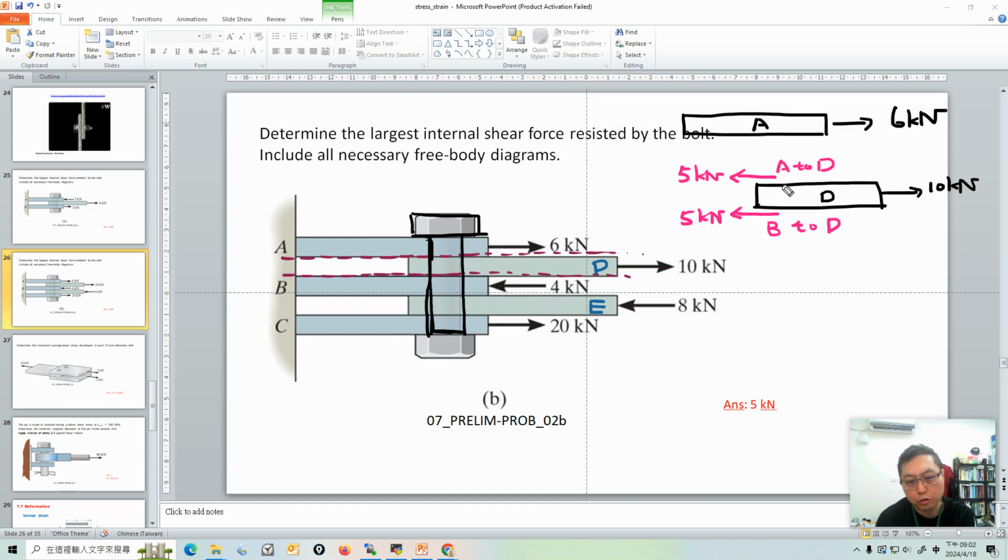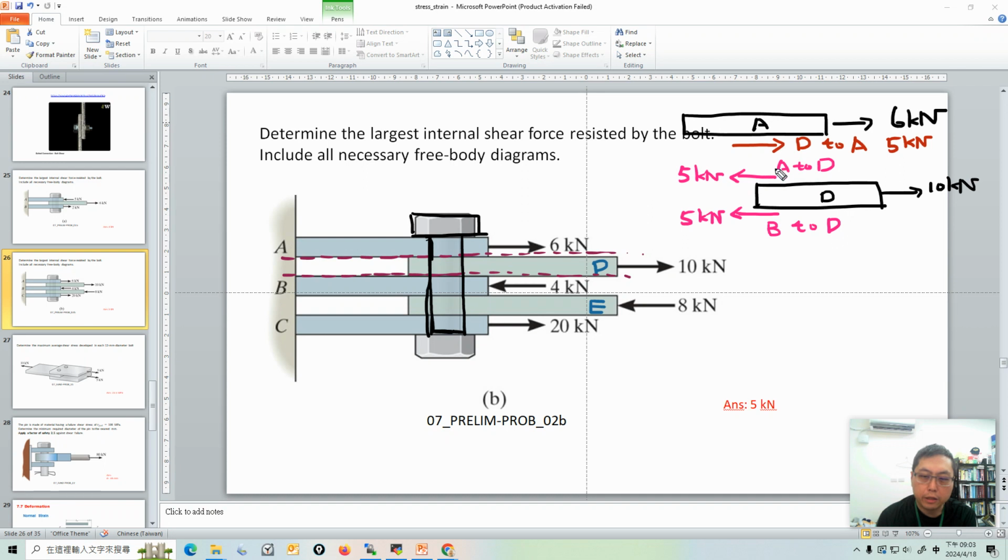So actually there's an action-reaction force. This is the action, A on D, so there must be an equal and opposite force, D on A. Action and reaction forces act on different objects, on different bodies. This force is A on D, so there must be a reaction force, D on A, and it's equal and opposite, so it's also 5 kilonewton.